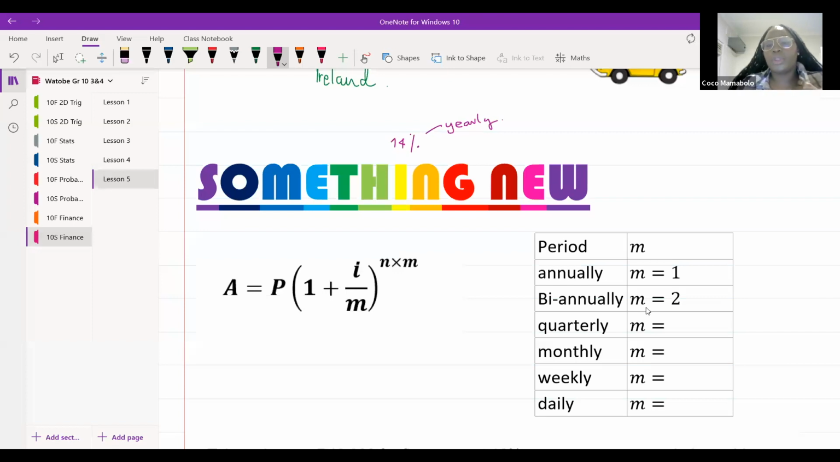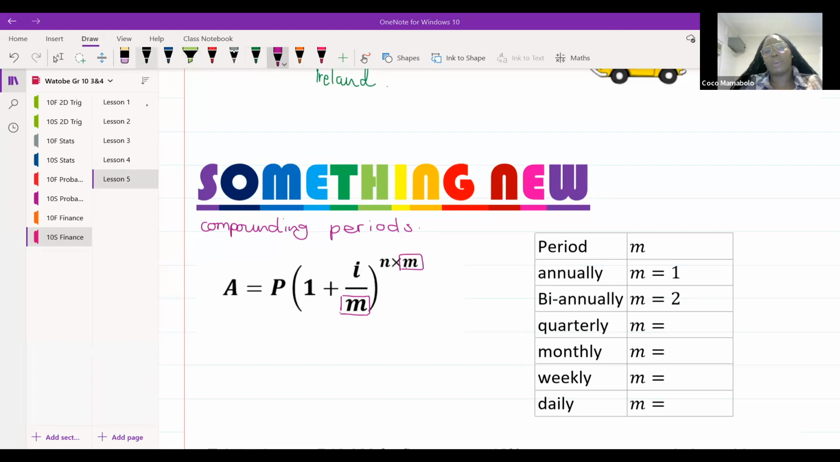All right, so what we then need to do is look at something called compounding periods. And that's what we're going to be looking at here. Now, this formula that I've got here looks very familiar. It actually looks exactly like the compound interest formula. The only difference is I've added an M in here and an M there. All that this M does is tell us what the compounding period is going to be.